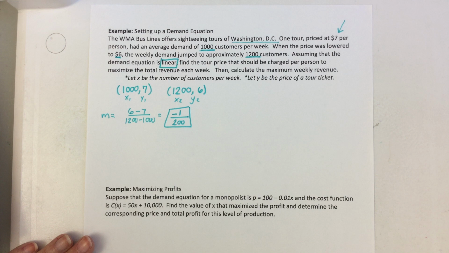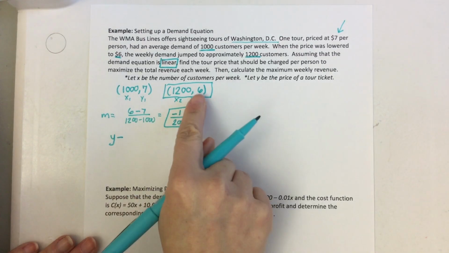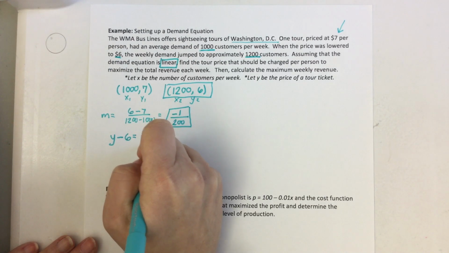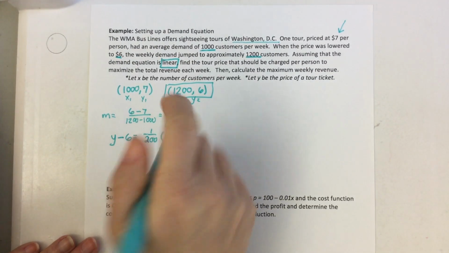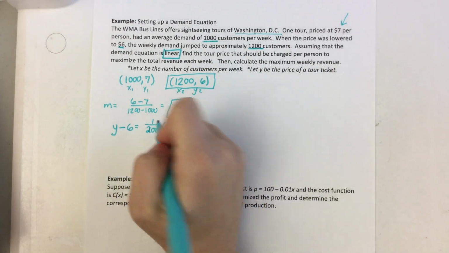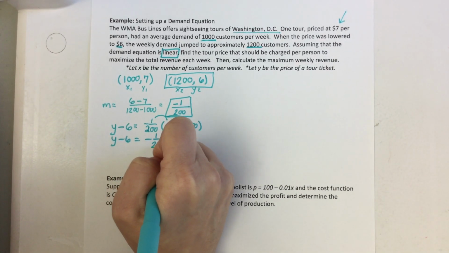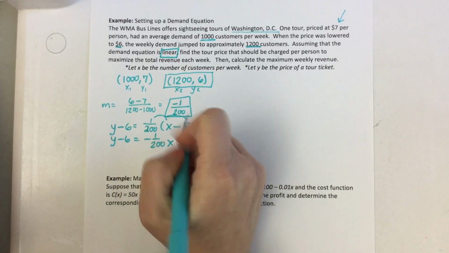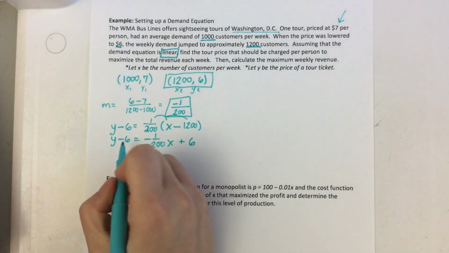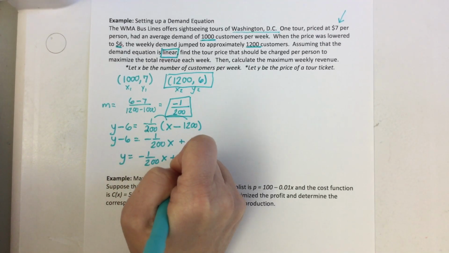Now to find the equation, you need to pick an ordered pair. I'm going to pick that one. y minus the y from the ordered pair I chose, 6, equals m, negative 1 over 200, times x minus the x value from the ordered pair I chose, 1,200. This is point slope form. Let's go into slope intercept. y minus 6 equals negative 1 over 200x. Negative times a negative is a positive. 1,200 divided by 200 is 6. Now if I add 6 over, y equals negative 1 over 200x plus 12.